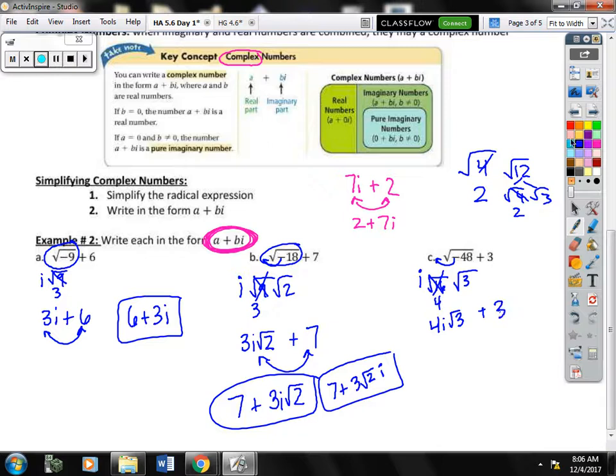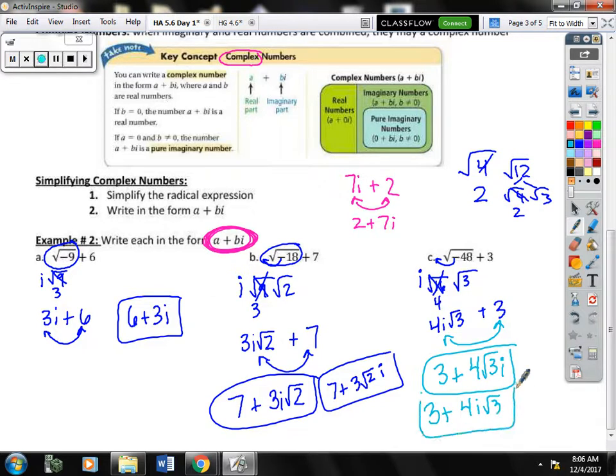plus 3. And then lastly, we'll switch that around. So 3 plus either 4 square roots of 3i or 4i square roots of 3.